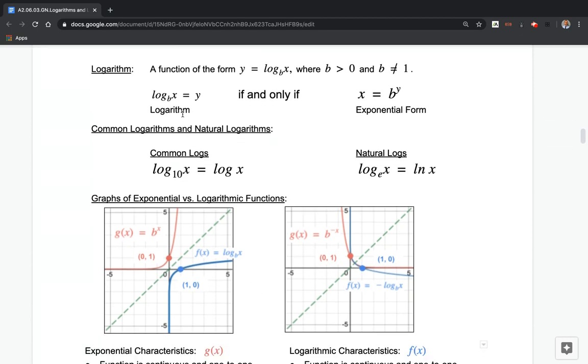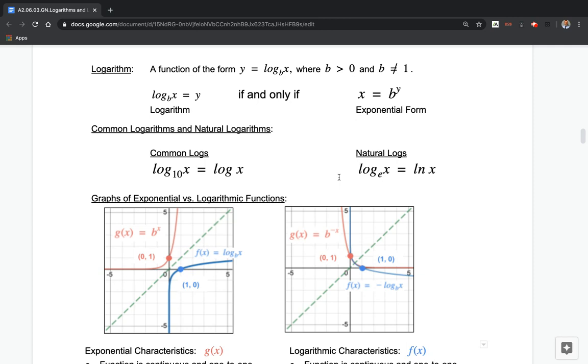Logarithm: a function of the form y equals log base b of x, where b is greater than 0 and b cannot be equal to 1. So the logarithm, log base b of x, is equal to y if and only if x is equal to b raised to the y power. That's the exponential form, and this is the form that's really going to help us graph the log functions.